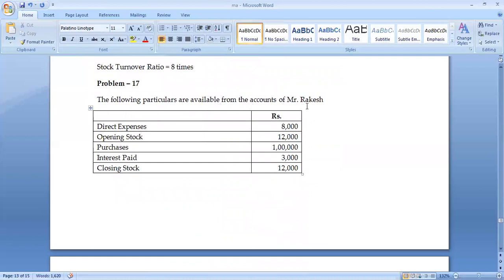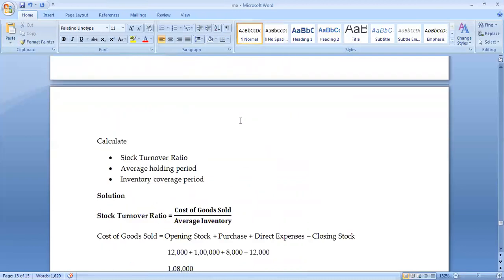Next: the following particulars are available from the accounts of Mr. Rakesh. Before moving on, you need to find the stock turnover ratio. The stock turnover ratio includes the cost of goods sold along with the average inventory. You are also required to find the average holding period as well as the inventory coverage period. These two are the new concepts here.